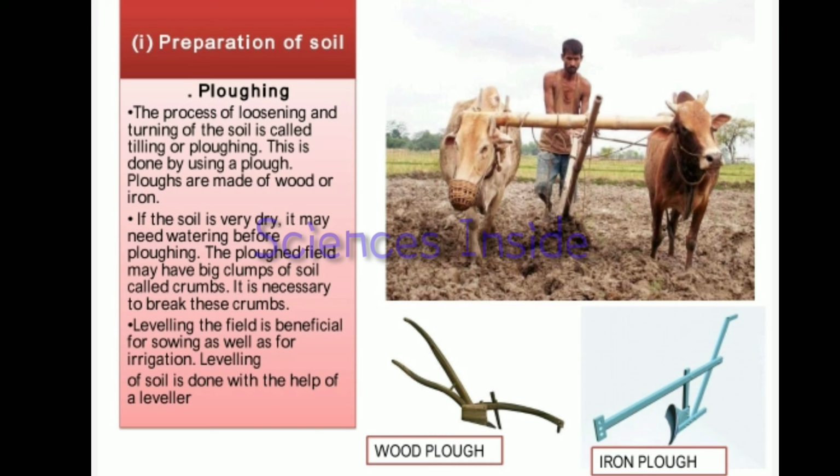Plowing is a process of loosening and turning of the soil. It is also called tilling or plowing. This is done by using a plow. Plows are made of wood or iron. If the soil is very dry, it may need watering before plowing. The plowed field may have big clumps of soil called crumbs. It is necessary to break these crumbs. So here comes leveling. Leveling the field is beneficial for sowing as well as for irrigation. Leveling of the soil is done with the help of a leveler.